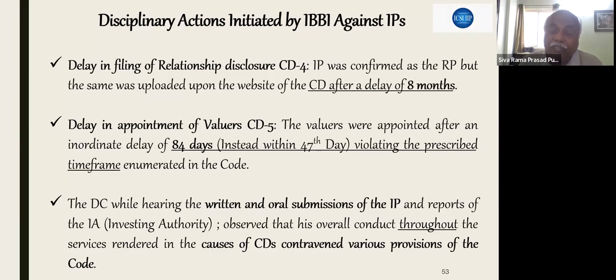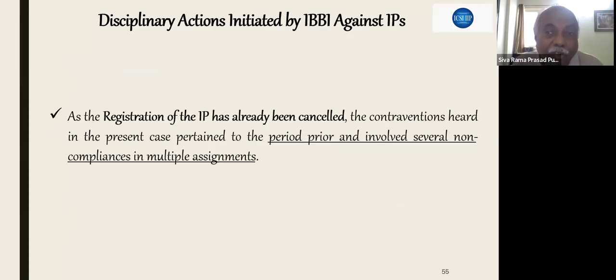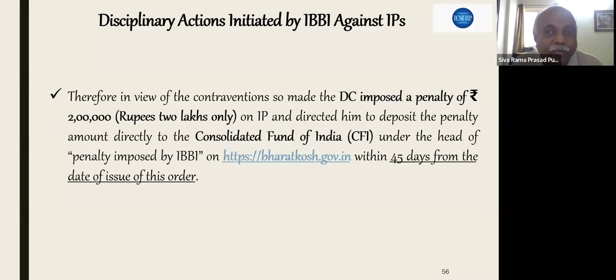Through the services rendered, so many mistakes, penalty directions. What penalty has been given? As the registration of the IP was already cancelled, the contraventions in the present case pertained to the prior period and involved several non-compliances in multiple assignments. Therefore, in view of the contraventions, the DC imposed a penalty of 2 lakhs on the IP and directed him to deposit the penalty amount directly to the Consolidated Fund within 45 days.